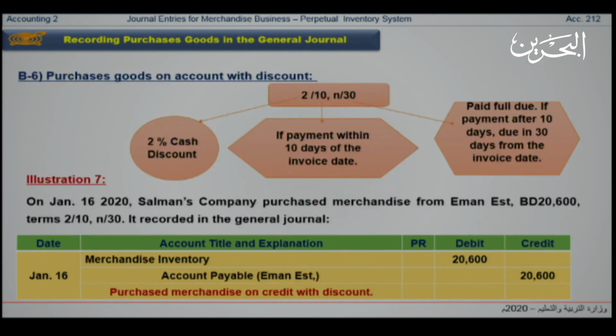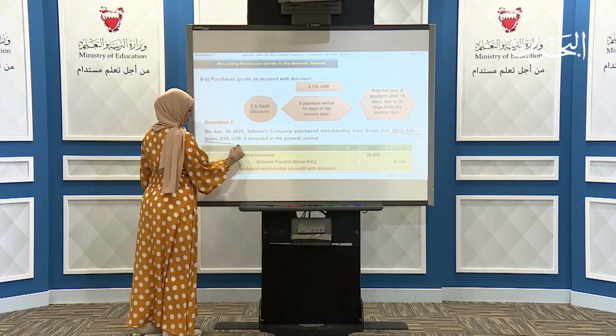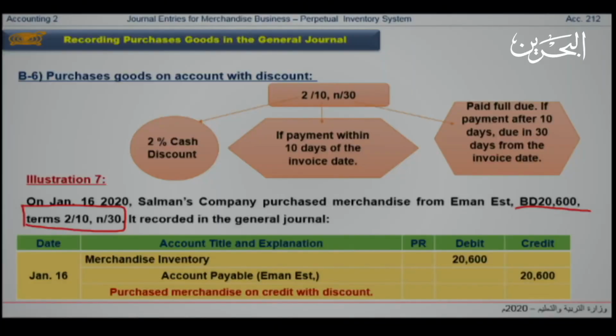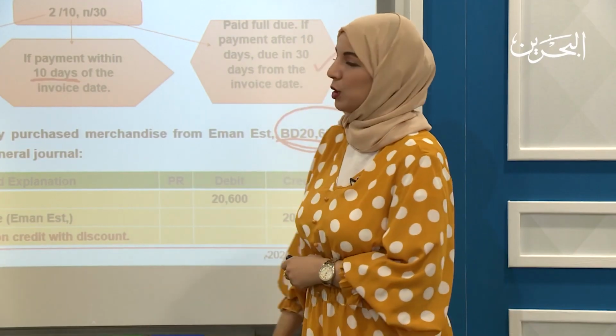Shifting to the purchase of goods on account with discount. Let us take this example. Salman Company purchased merchandise from Iman with amount of 20,600 with a term. Let us take more details for the term that I have. The 2% is the cash discount that I will get if I make the payment within 10 days. If I make the payment after the 10 days, until 30 days, I should pay the full amount without any discount. So, in our example, firstly, I purchase merchandise with amount of 20,600.